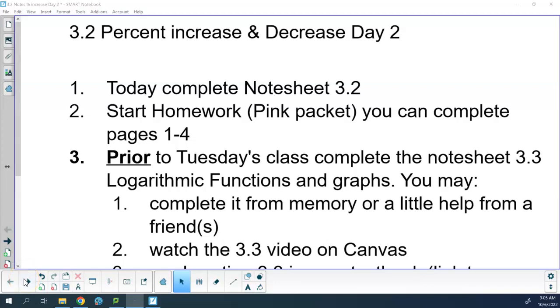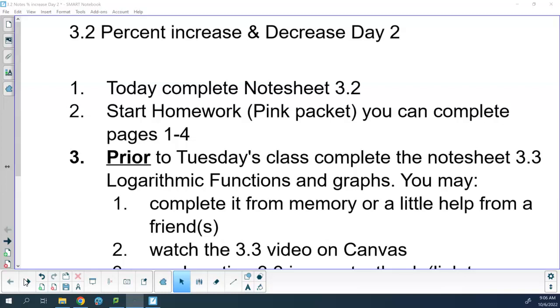So as you walked in this morning, you picked up 3 different pieces of paper. The first piece of paper that you picked up was labeled note sheet 3.2, I believe. It was labeled population growth problems. That's this one. This one is what we are doing today in class. So we're going to complete that one today in class. So keep that one handy.